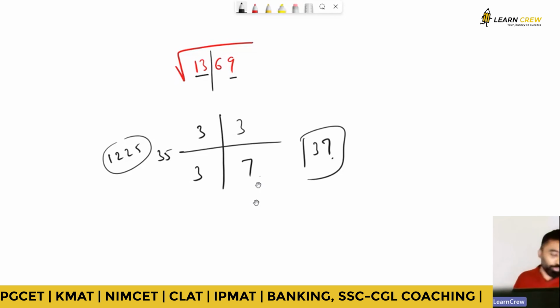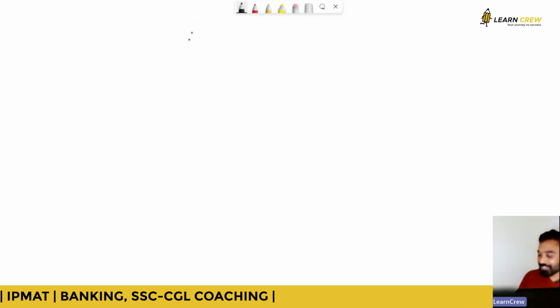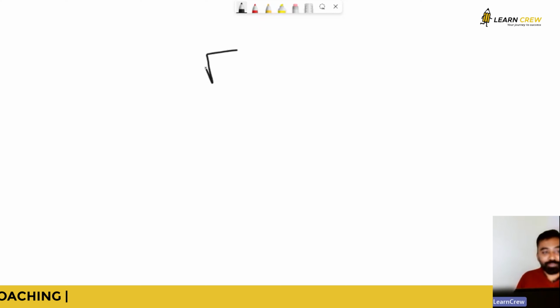Cube root. How to find cube root? Okay, so square root is easy. How to find cube root now? If I am having a number like this, the cube root of 17167. Okay, what's the cube root of this number?